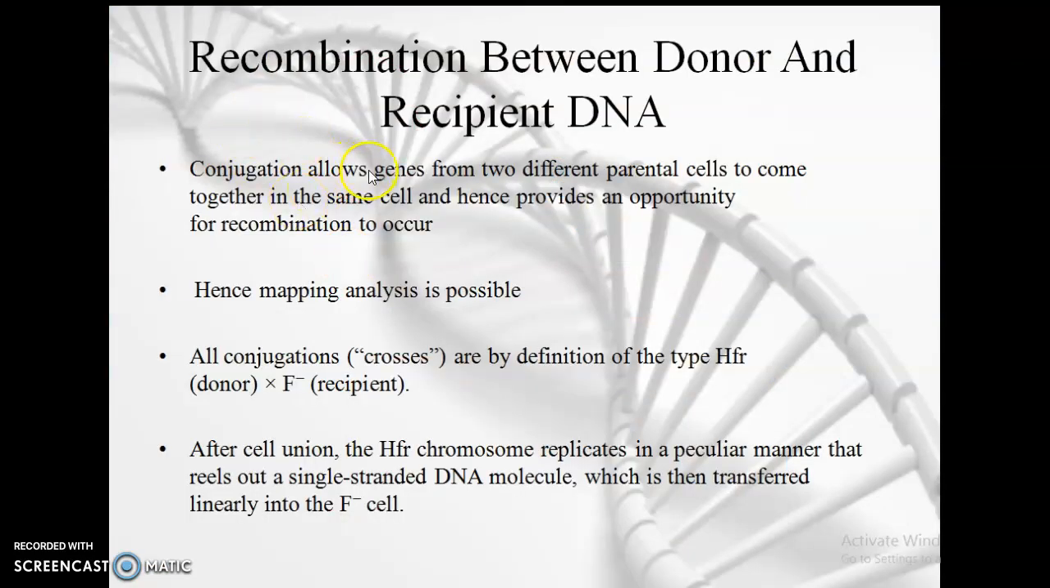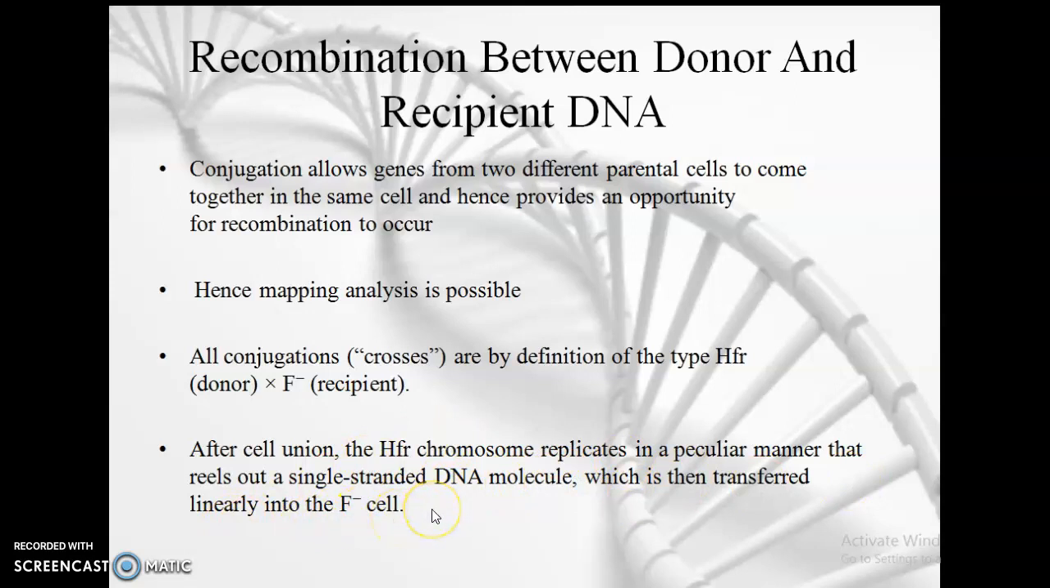So conjugation allows genes from two different parental cells to come together in the same cell and provides an opportunity for recombination to occur. Because of this recombination, mapping analysis is possible. All the crosses are, by definition, of the type HFR cross F minus. HFR is the donor and F minus is the recipient. After cell union, the HFR chromosome replicates in a peculiar manner that reels out a single-stranded DNA molecule, which is then transferred linearly into the F minus cell.